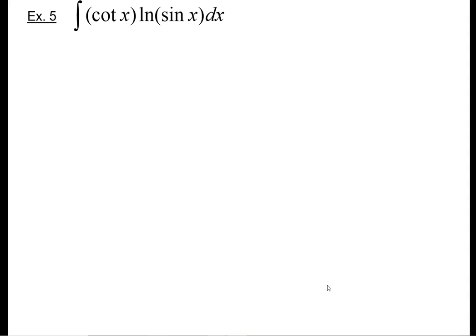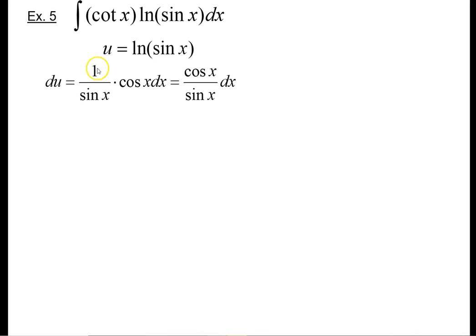Okay, this one we've got the cotangent of x times the natural log of sine x. So I'm going to try a u substitution. I'm going to let u equal the natural log of sine x. The derivative of that would require a chain rule, right? The derivative of the outer function, the natural log, evaluated at the inner function, the sine x, times the cosine of x, which is the derivative of the inner function. That, of course, is cosine x over sine x dx, which is equal to cotangent x dx, and that's what we need.